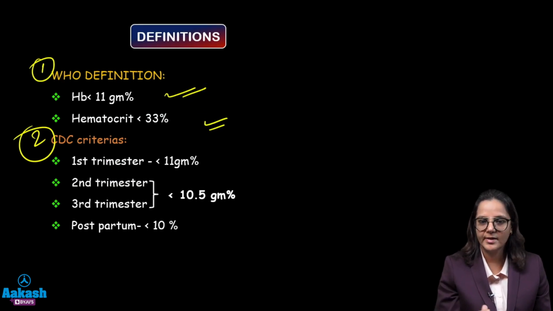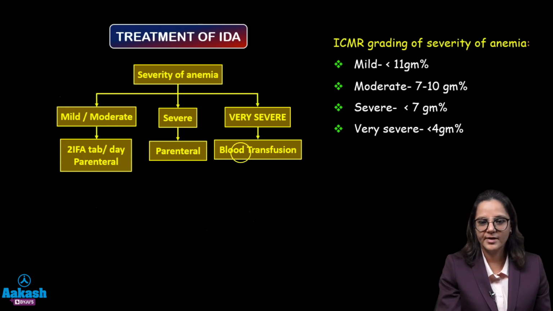CDC has further explained it elaborately. First trimester hemoglobin less than 11 gram. Second, third less than 10.5 and postpartum less than 10 is anemia. Talking about the severity of anemia, mild anemia is when the hemoglobin is less than 11. Moderate is between 7 to 10. Severe is when the hemoglobin goes less than 7. Very severe is when it goes less than 4.